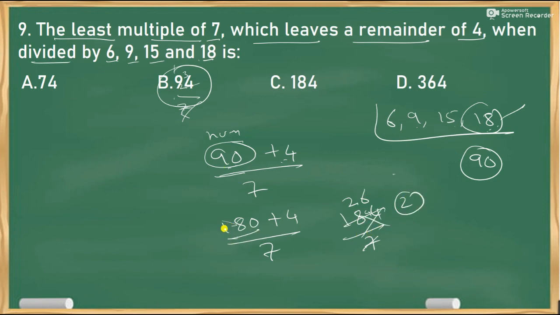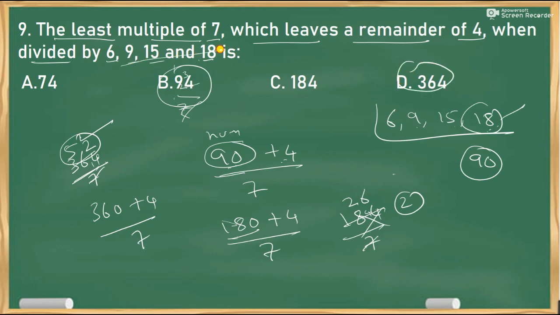You can go with double, that is 4 times 90, which is 360 plus 4, that is nothing but 364 by 7. So 7 5s are 35, 7 2s are 14. So 364 is a multiple of 7, and when you divide 364 by any of these numbers, you'll end up with a remainder of 4. So this is one of the ways of solving it.